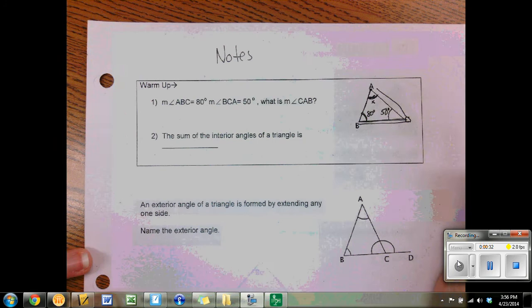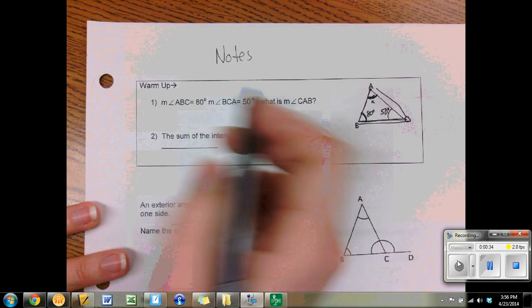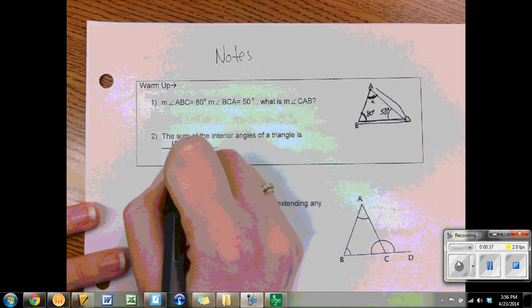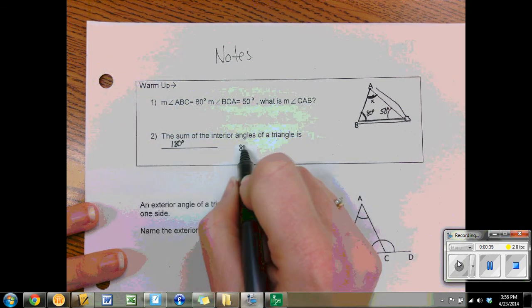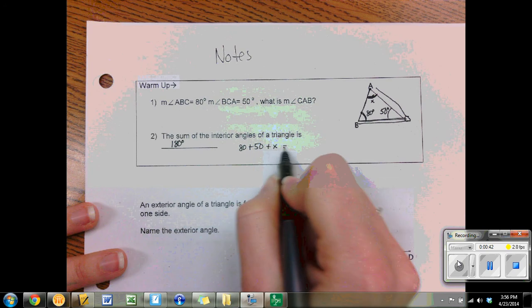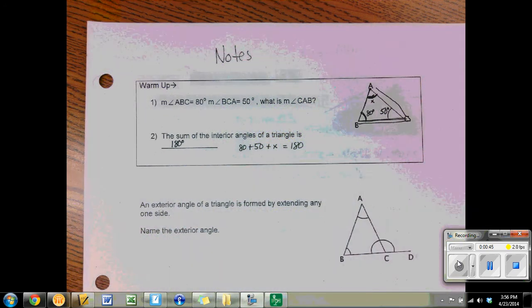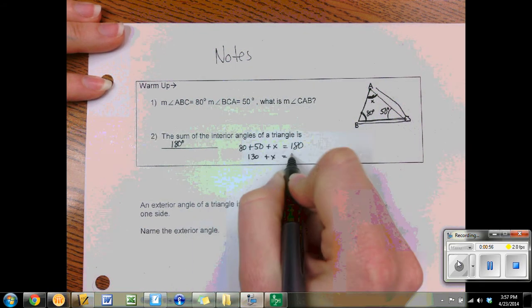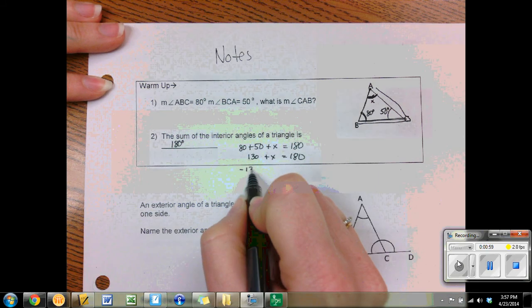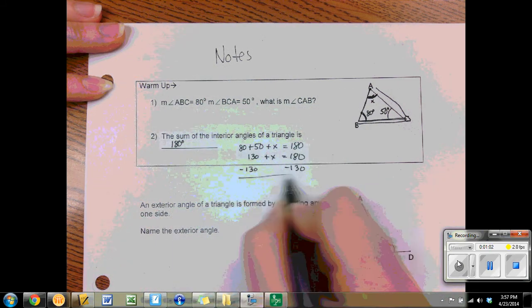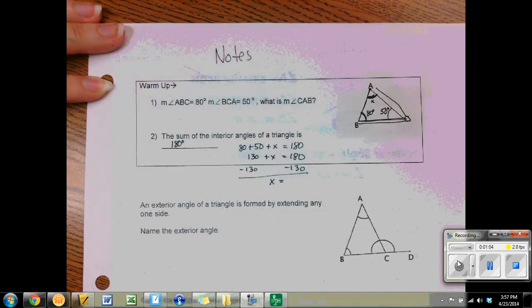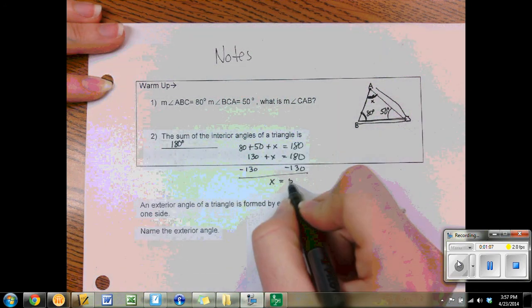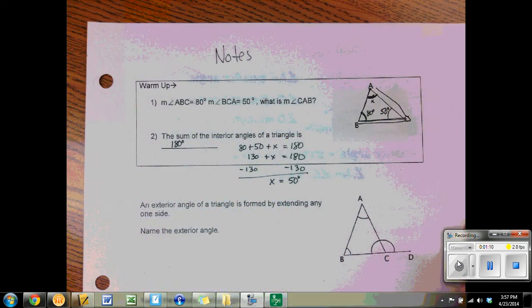So I'm going to call that one X. The sum of the interior angles of a triangle. Well, if I add up all the angles in a triangle, I'm going to get 180 degrees. So if I do 80 plus 50 plus X equals 180, I can find out what that missing angle is. So in order to solve this equation, I want to add my 50 plus my 80, which is 130. Then I'm going to subtract 130 from both sides. And X equals 50 degrees. So my third angle is 50 degrees.